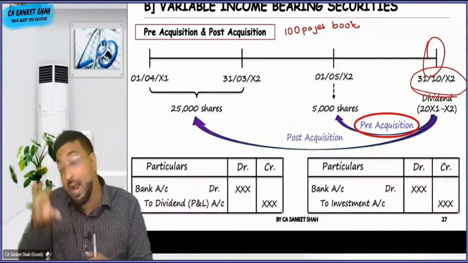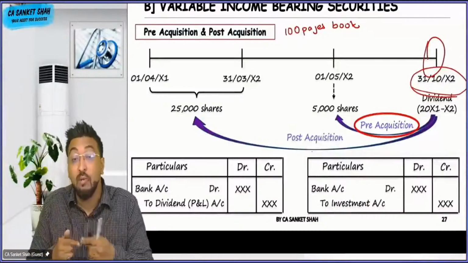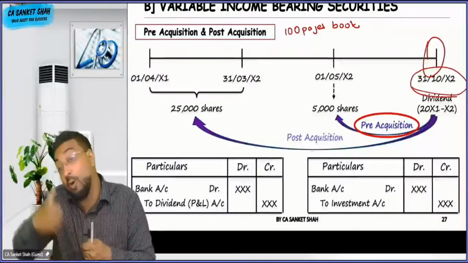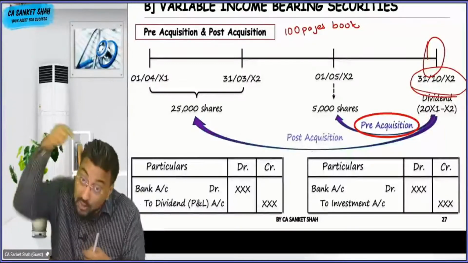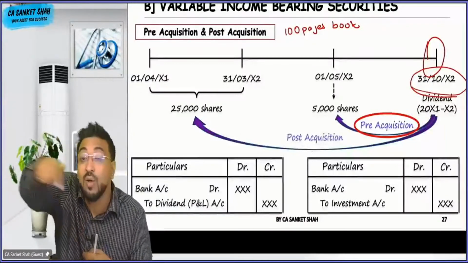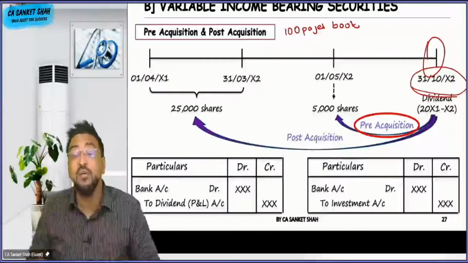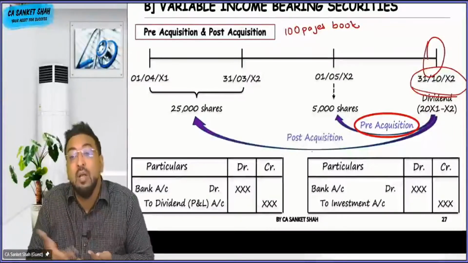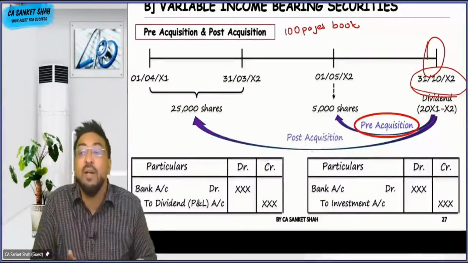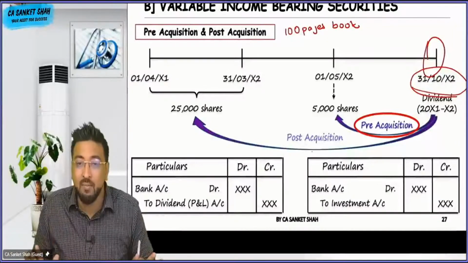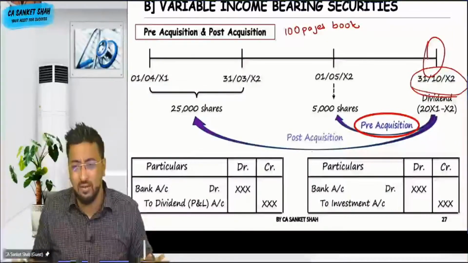Then again, I acquired 5,000 shares. Then I have to check for which year I am getting the dividend, for last year. Why am I getting the dividend? Because I am the shareholder on the cut-off date. That's why I am getting the dividend. And such dividend is called pre-acquisition dividend. For that 5,000 shares, the treatment will be different. Easy hai Rama. It's not at all difficult.